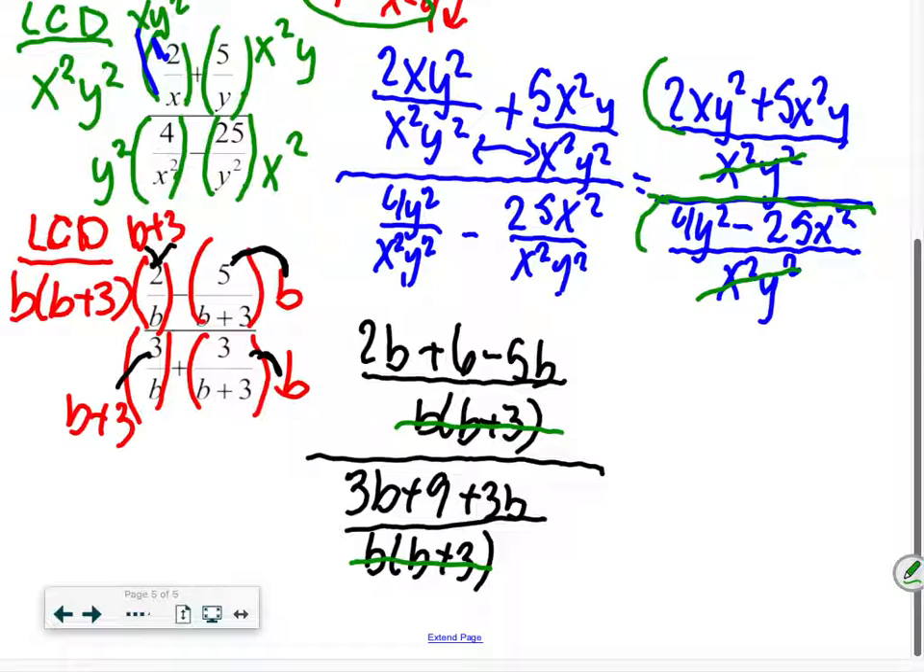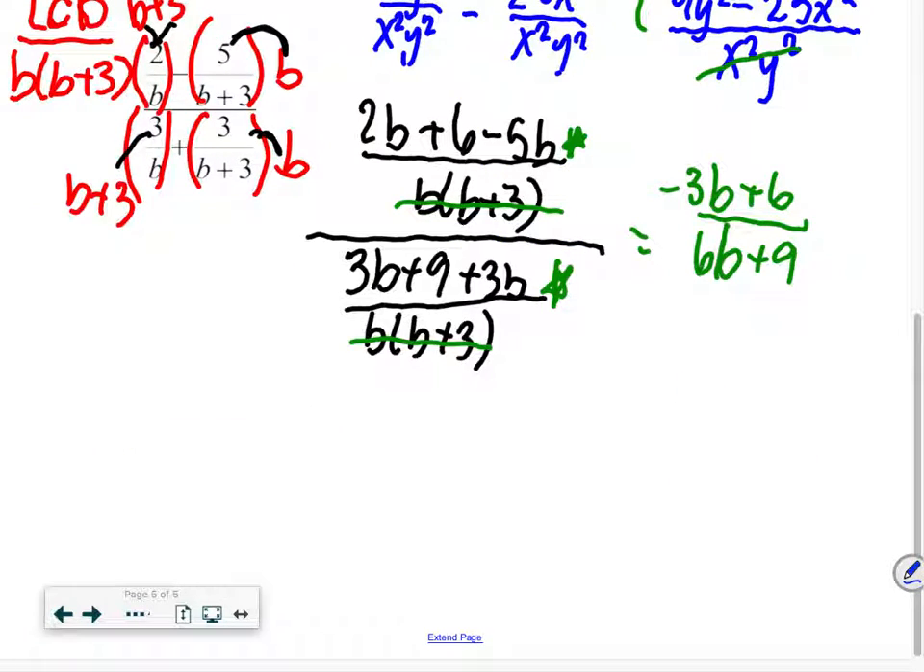Give him the boot. What can I do with my top? Simplify it. I get negative 3B plus 6. On bottom, I get 9. You can't pull out a 3. How did you get negative 3B plus 6? And then you're gonna want to do 2 minus 5. Negative 3B plus 6.